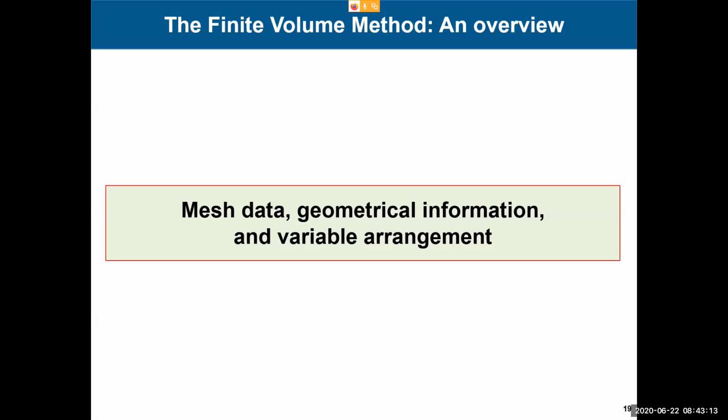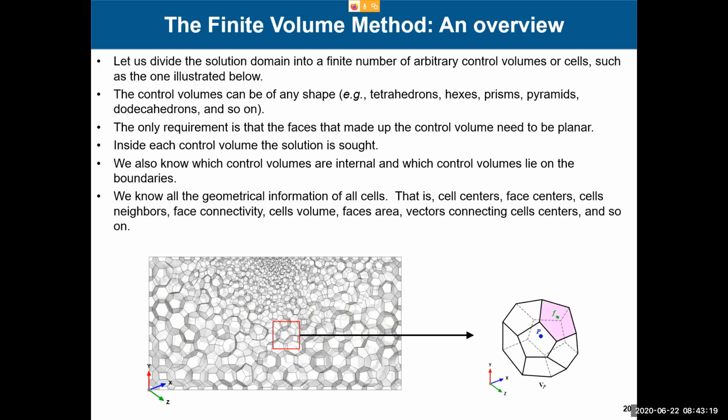I will introduce, a little bit and fast, mesh data, geometric information, and variable arrangement, okay? We know that we have a mesh. In the finite volume method, as it is implemented in OpenFOAM, you can use arbitrary shapes, okay? Any shapes. It can be tetrahedra, hexes, prisms, pyramids, whatever you want. The only requirements you have are, first, you cannot have negative volume or volume equal to 0. We're going to see later why, but it's very intuitive. Also, the faces that make up these elements need to be planar. Those are the only requirements you have to keep in mind.